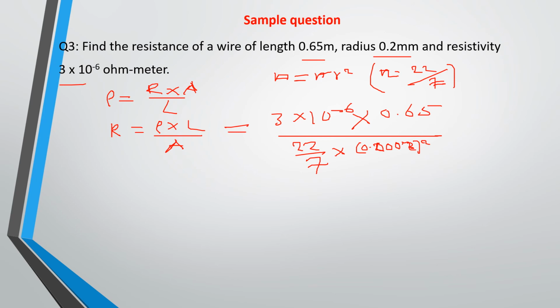By the time you multiply and divide all this out, you will arrive at 15.5 ohms. So your resistance will be equal to 15.5 ohms. I hope this is quite simple and easy to understand on this topic, resistivity.